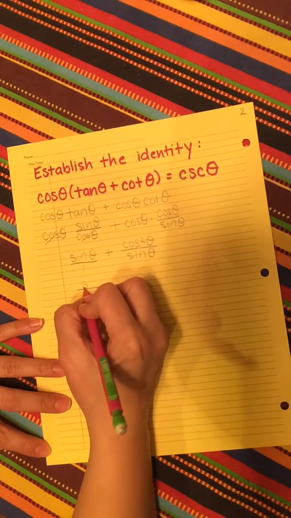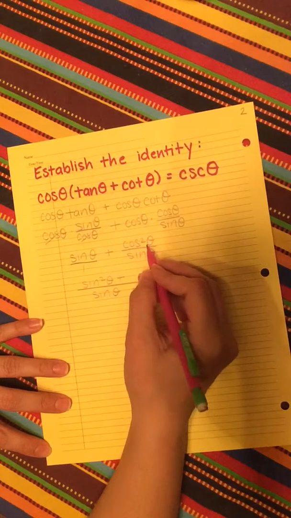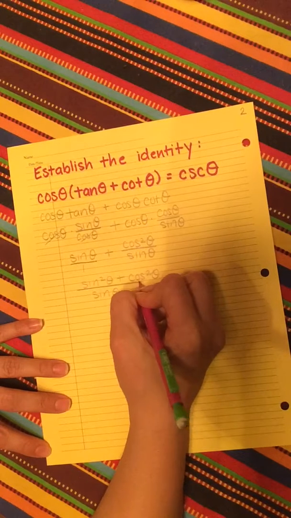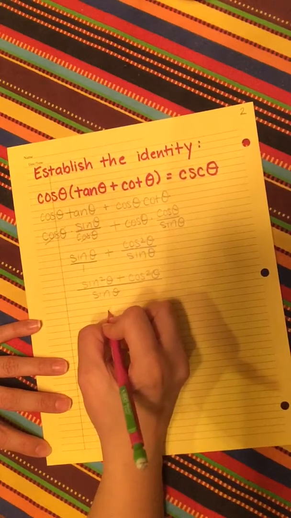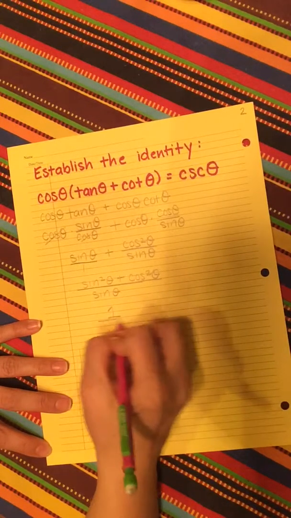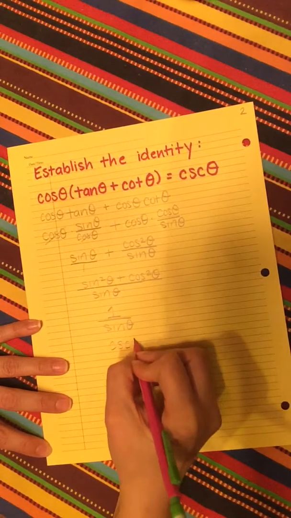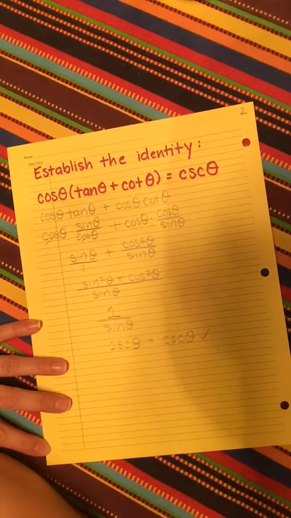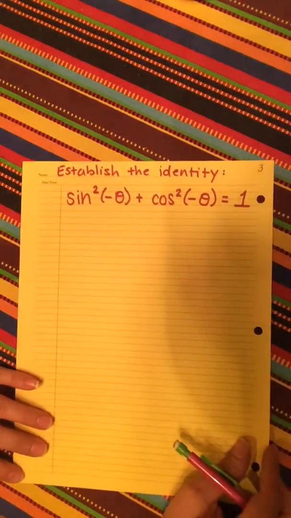So sine times sine is sine squared of theta plus, and I don't need to do anything with this numerator because the denominator already is sine of theta. So up top, this becomes sine squared of theta plus cosine squared of theta, which is our big fundamental trig identity, and we know it's 1. And 1 over sine of theta is cosecant of theta, which is what we wanted to force it to look like. So we're done. Let's take a look at this one.